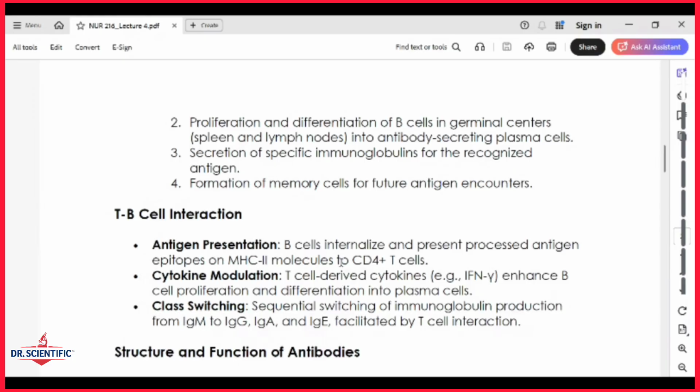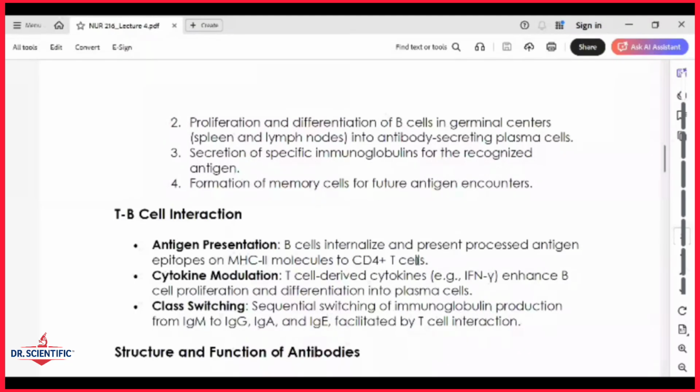And T cells and B cells have to interact for this to happen. The interaction is in three ways. First of all, we know that B cells can act as antigen presenting cells. So since B cells act as antigen presenting cells, they're able to present antigens on MHC2 to CD4 T cells, to helper T cells. And these helper T cells are specifically the Th2 helper T cells.